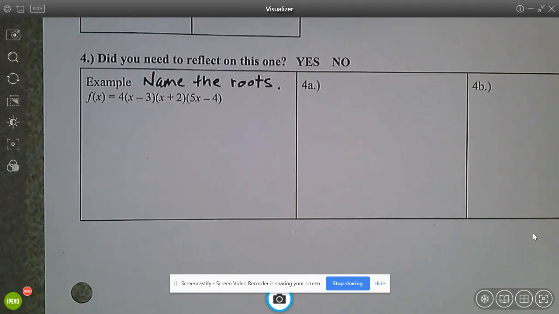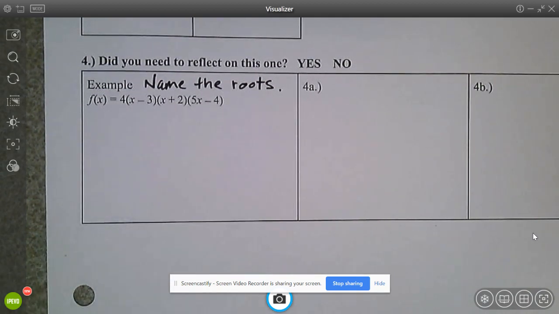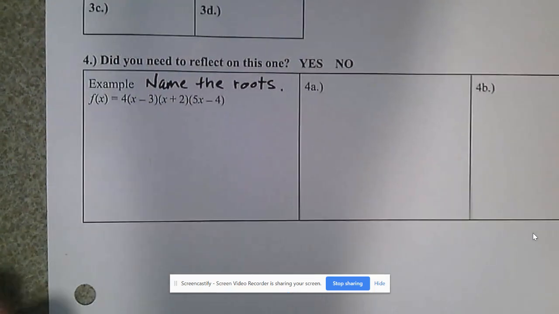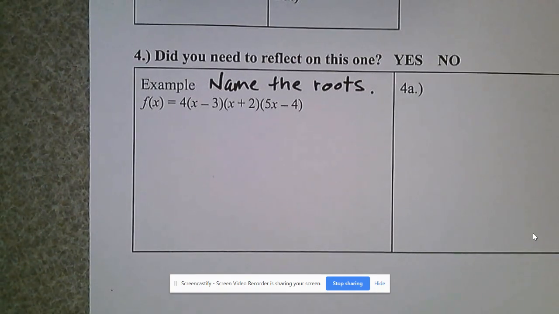Okay, this is going to walk you through how to find roots given the factors. This is actually the reverse of number 1. You can notice we are given some factors here, and we need to name the roots. So we're trying to find out what x equals. That's really what's going on. In order to do that, I'm going to have to set each factor that has an x in it equal to 0.